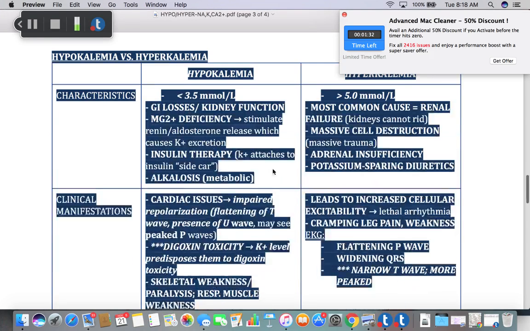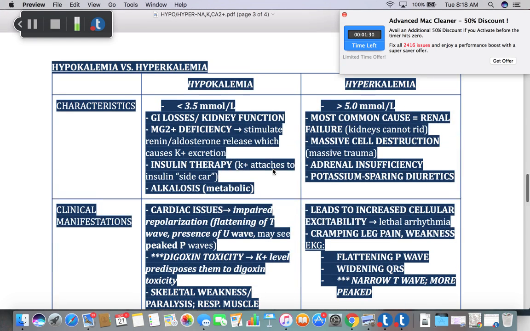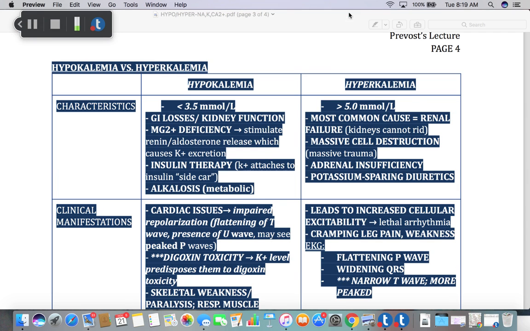Alright, so hypo versus hyperkalemia. So hypokalemia is when there's less than 3.5 millimoles per liter.